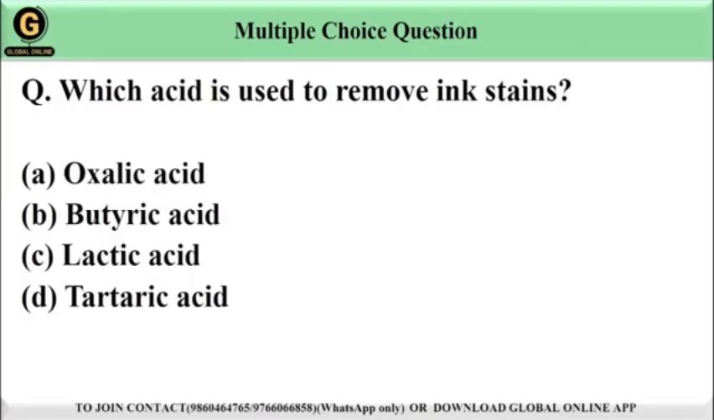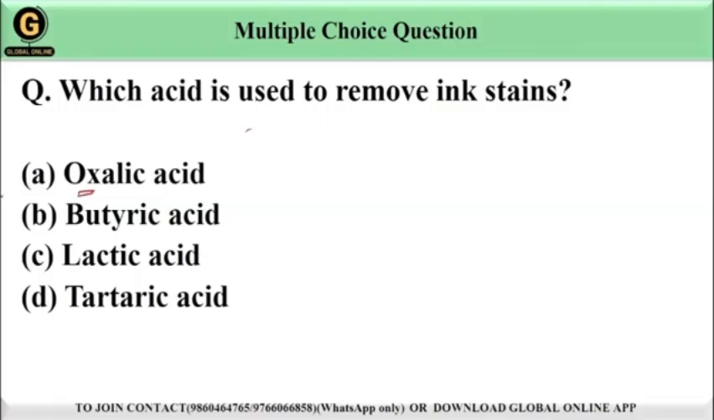Which acid is used to remove ink stains? Options are given: A. oxalic acid, B. butyric acid, C. lactic acid and D. tartaric acid. So oxalic acid is commonly used to remove ink stains. It works by breaking down the ink, which makes it easier to remove from fabrics. So oxalic acid is found in various cleaning products because it can effectively remove stains from surfaces.